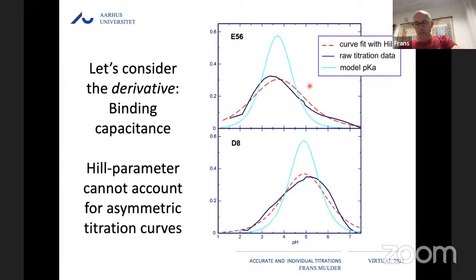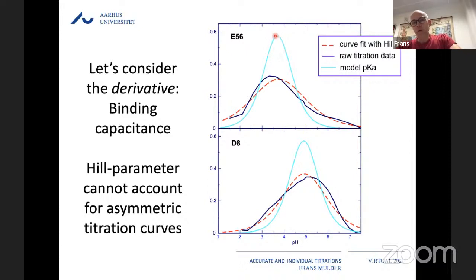What we have done, instead of looking at the titration curves, is actually to look at the derivatives, because that is much more telling. If you look at the derivative, which we call binding capacitance curves, and one has a model pKa value, a titrating group that doesn't interact with anything else, then you expect to see this light blue curve here. The first thing you notice is that this is symmetric, and the maximum is at 0.58.